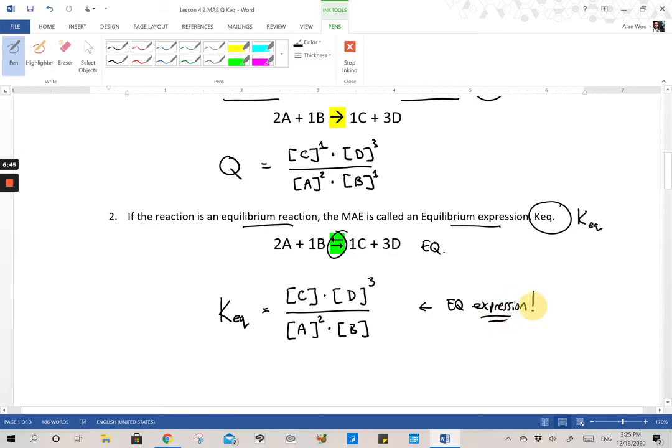Okay, it's called an expression because that's all it is. It's just a formula telling you how to calculate something called KEQ. So as we continue further into this lesson, we're going to take a look at the meaning of KEQ. However, the KEQ expression has a couple more conditions, okay, more so than the reaction quotient. So let's take a look at some of these special conditions.